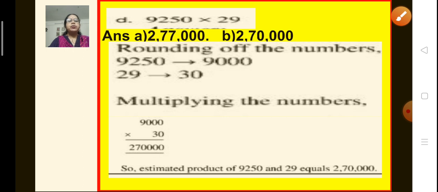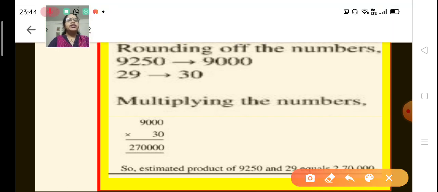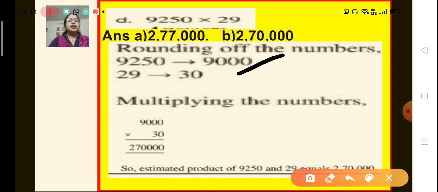Moving on to the next one, D, 9,250 multiplied by 29. So, let us round off 9,250. It can be rounded off to 9,000, and 29 can be rounded off as 30. Now multiplying 9,000 and 30, what do we get? We get 2,70,000. So what is the right option? 2,70,000. Option B is the correct answer.